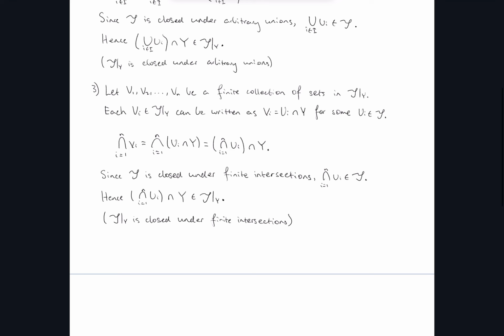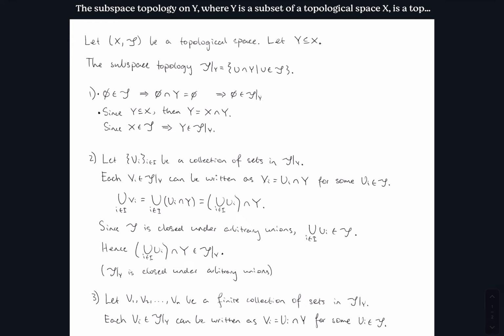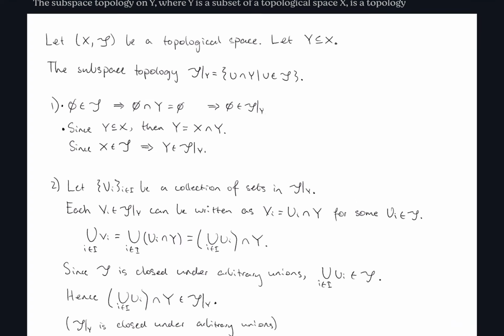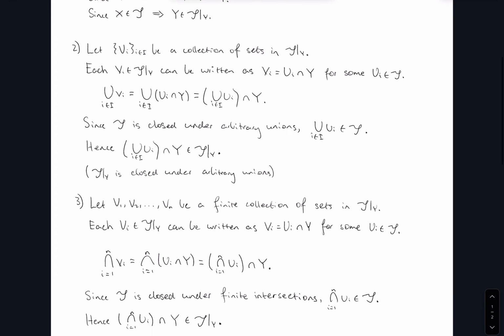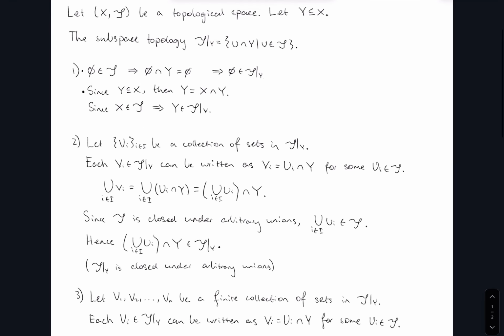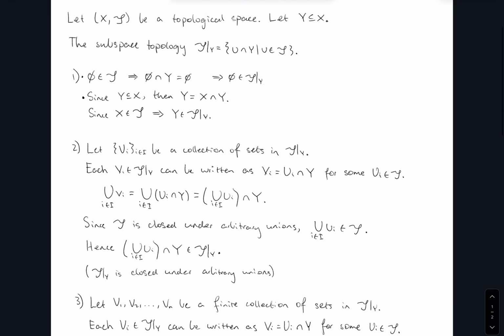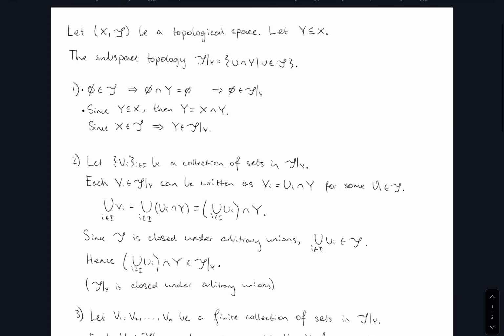So that's pretty much it. We've just shown that the subspace topology on Y is indeed a topology because it satisfies the three properties that a topology must have, in the first, second, and third parts here. I haven't written them down explicitly, but I've basically described them to you anyway in the video.